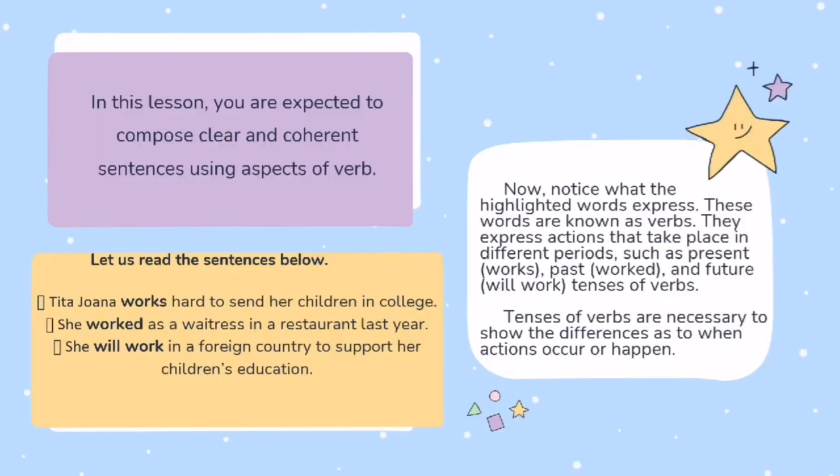In this lesson, you are expected to compose clear and coherent sentences using aspects of verb. Let us read the sentences below. Tita Joanna works hard to send her children to college. She worked as a waitress in a restaurant last year. She will work in a foreign country to support her children's education. Now notice what the highlighted words express. These words are known as verbs. They express actions that take place in different periods, such as present, works, past, worked, and future, will work. These are the tenses of verbs. Tenses of verbs are necessary to show the differences as to when actions occur or happen.